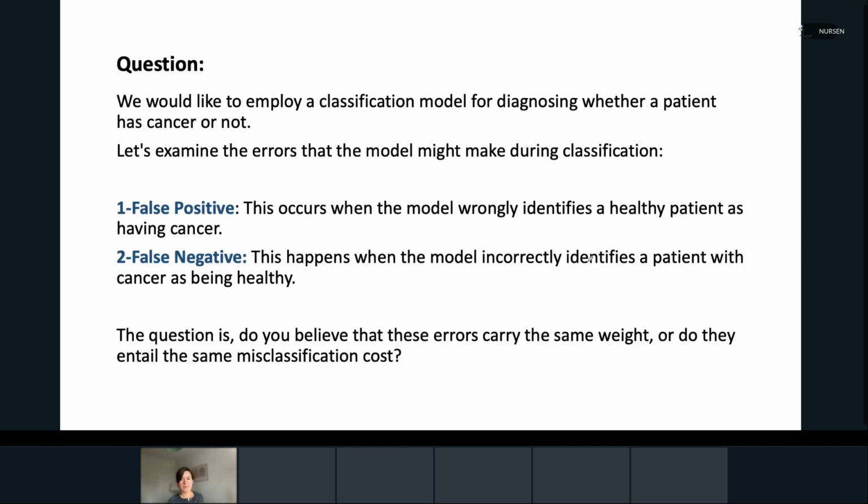Okay, so let's have a quick break and discuss this question. Let's say we would like to have a classification model for identifying whether a patient has cancer or not. And let's consider the errors we are making during the classification. False positive, these are the errors when the model wrongly identifies a healthy patient as a cancer patient. And false negative happens when the model incorrectly identifies a patient with cancer as a healthy patient.